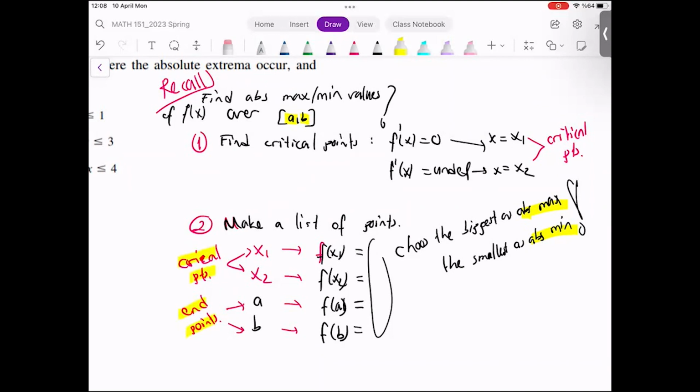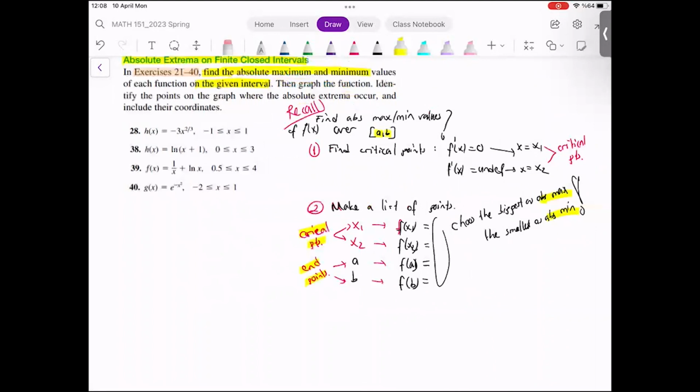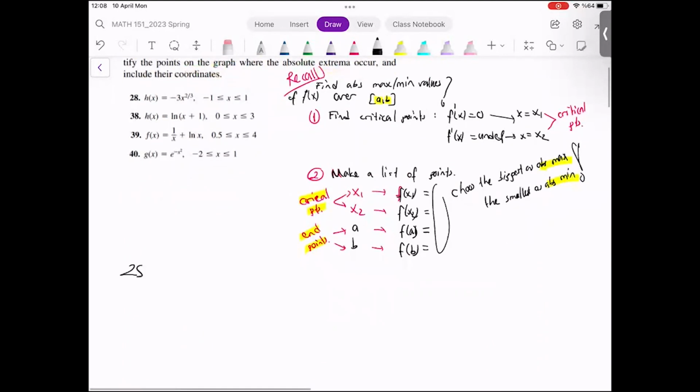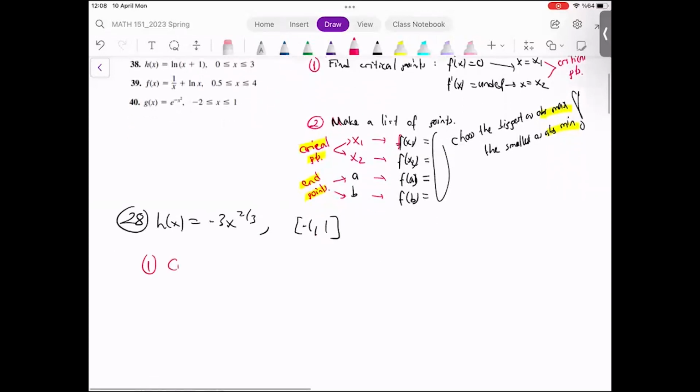So let's apply this technique on one of the questions in this group. Let's deal with this one. h of x is given like that, and the interval is given as -1 to 1. This function is continuous over this interval. That's why we can apply this closed interval technique that I reminded you of in the recall. So we will start with finding critical points.